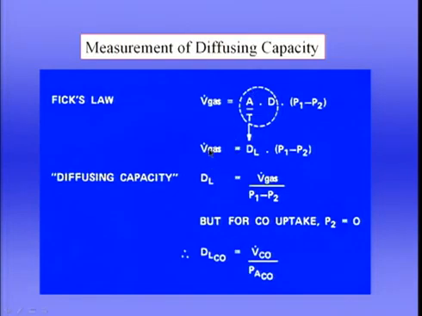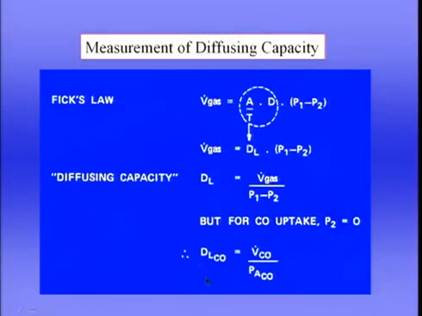And so the equation reads V dot gas per unit time is DL times P1 minus P2, and we can rearrange that. The diffusing capacity, as it's called, that's the technical term, for carbon monoxide is the volume of carbon monoxide transferred divided by P1 minus P2, P1 being the alveolar partial pressure, P2 being the partial pressure in the blood. But we already saw that the partial pressure in the blood is vanishingly small. The avidity of hemoglobin for carbon monoxide is such that it can take up an enormous amount of the gas with almost no rise in partial pressure at all.